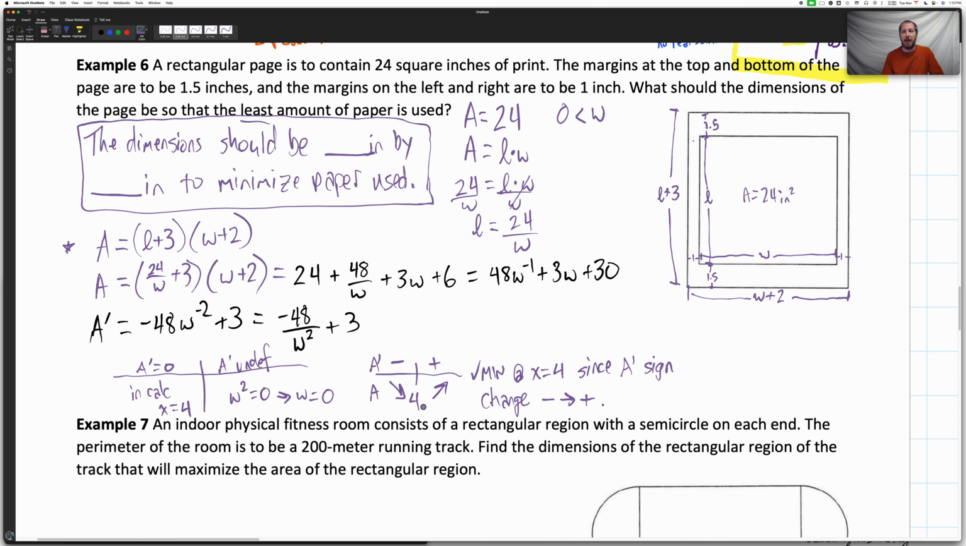So how do we interpret this back into our solution? So 4 is our W for the inner part. So this part right here, let me change colors. This part right here is going to be 4. So 4 times what gives us 24? 4 times 6. So this L is 6. So what does that mean for our actual dimensions of our paper? So 6 plus 3 is going to be 9. 4 plus 2 is going to be 6. So we're looking at a 6 by 9 inch sheet of paper to minimize the amount of paper used.